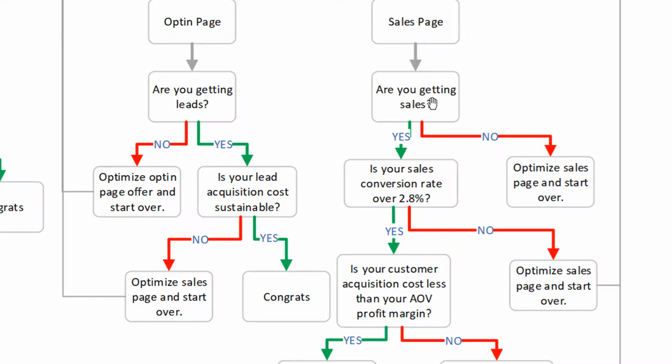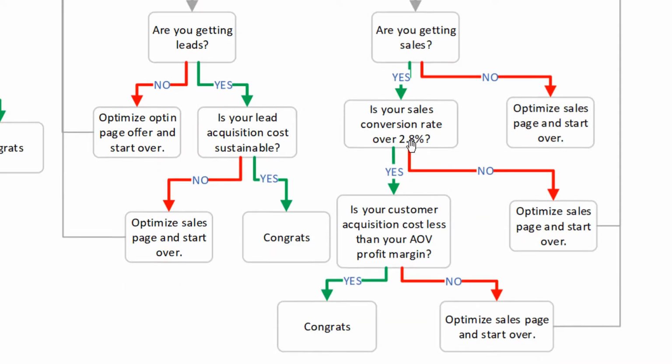So what if it's a sales page? Same thing. Are you getting sales? No, then optimize your sales page and start over. If it's yes, then is your sales conversion rate over 2.8%? And sometimes, depending on what you're selling and based on your goals, we may have to change that 2.8 to something else. Because for your business, it may be 3.2. For somebody else's business, it may be 2.1, right? For higher ticket customers, maybe the sales conversion rate could be slightly lower because they're making more profit off of every transaction, right? So these percentages on this entire Visio diagram can change depending on your funnel and your goals and your product and your product price, your profit margin, and all that, okay?